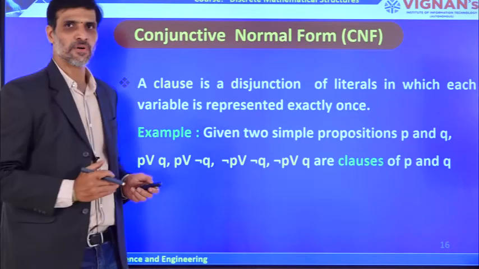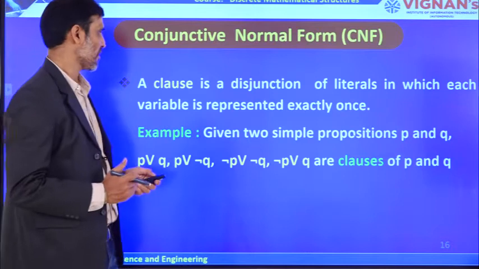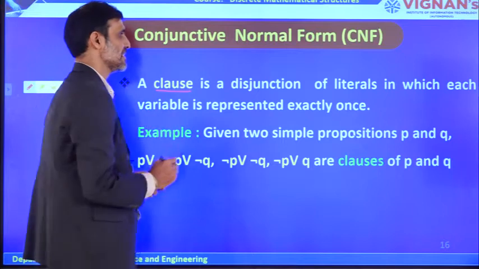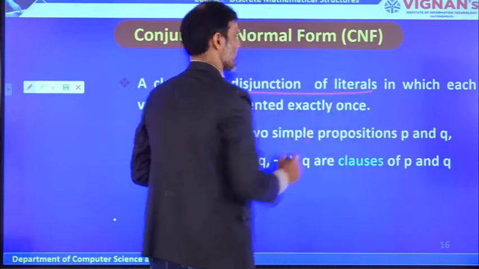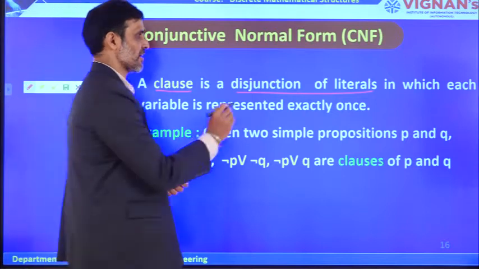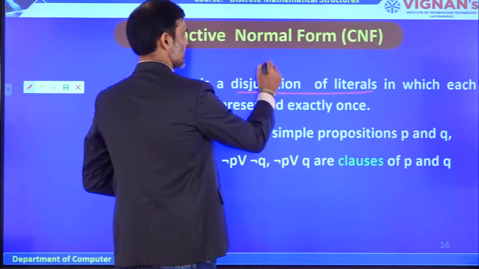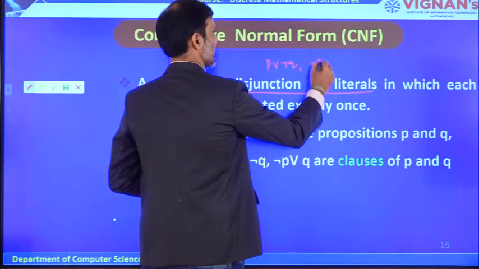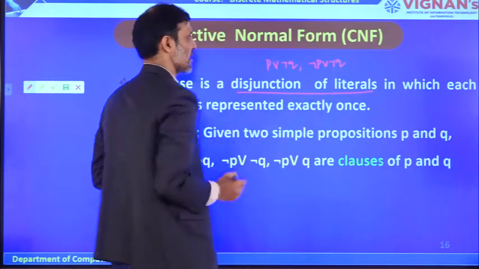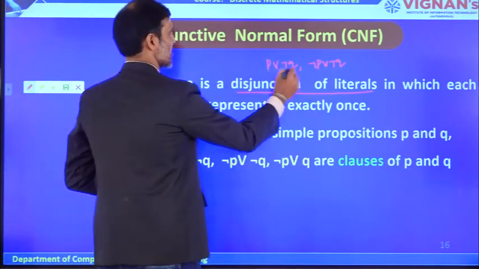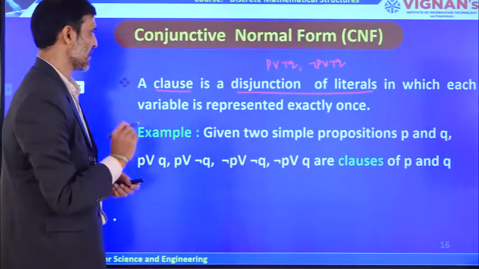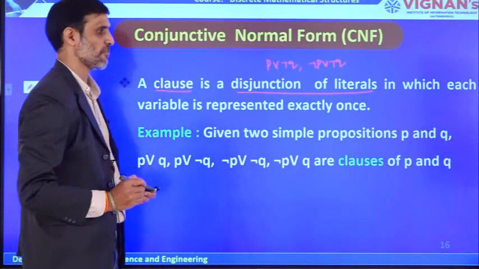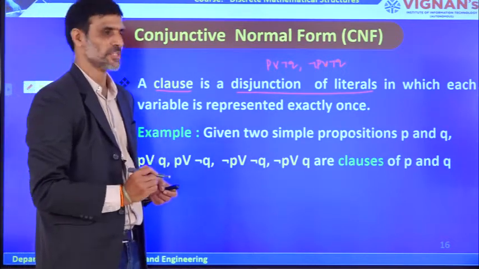Before discussing what exactly conjunctive normal form is, let us understand the terminology. What is a clause? A clause is a disjunction of literals. Remember that a disjunction of literals means P or negation Q, or negation P or negation Q, like this. Generally we call these a clause, which is very important. These are all clauses of P and Q if you take two propositions P and Q.